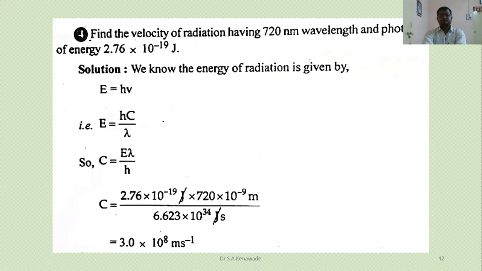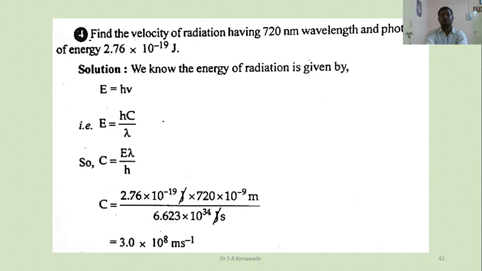Next one: find the velocity of radiation having 720 nanometer wavelength and photons of energy 2.76 into 10 to the minus 19 joule. Then again we know that Planck's equation is E is equal to h mu, where mu is given by c upon lambda. We have to find out the velocity of light, so c is equal to E multiplied by lambda divided by h.